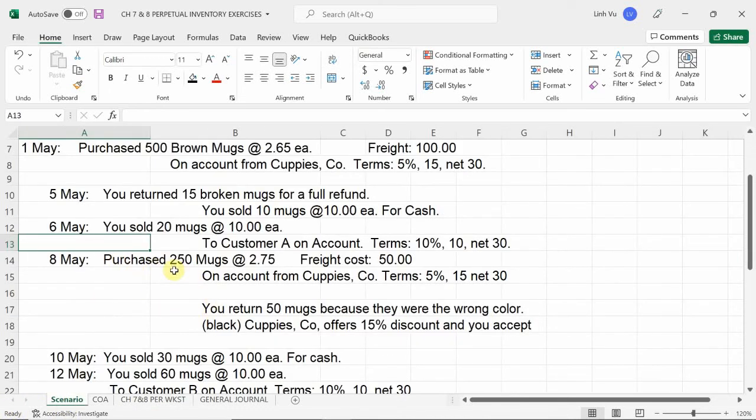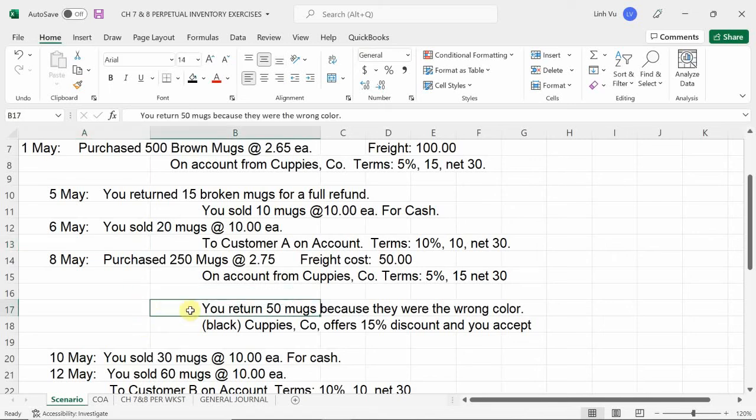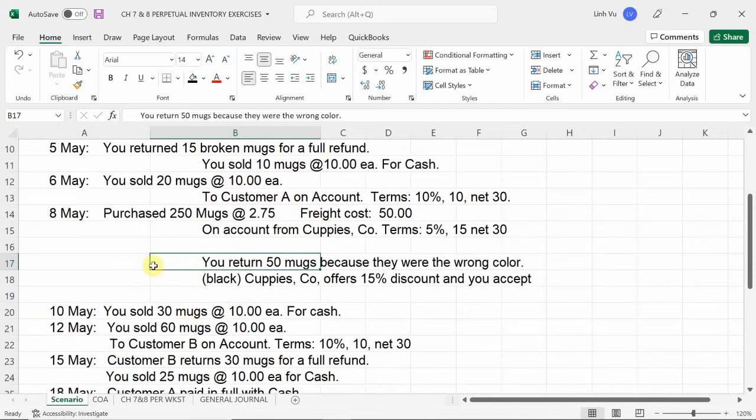So that very same day, right after we opened up our inventory for the 200 mugs, we found that 50 of those mugs were the wrong color. Now we requested a full refund, but the vendor decided to convince us that there's nothing wrong with these mugs. You can still sell them. So they kindly offered us a 15% discount, and we accepted it. So what do I do here with this allowance?